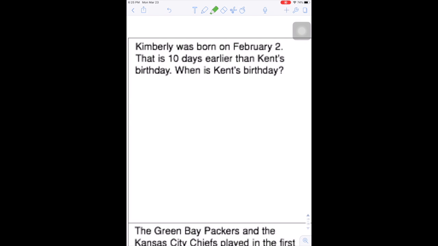So we are going to highlight key info. There's Kimberly. She was February 2nd. 10 days earlier is Kent. We are going to write an expression for when Kent's birthday is. So we have K, and that one's going to be for Kimberly.